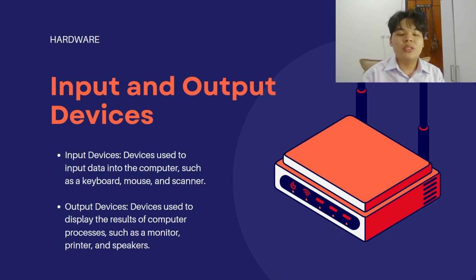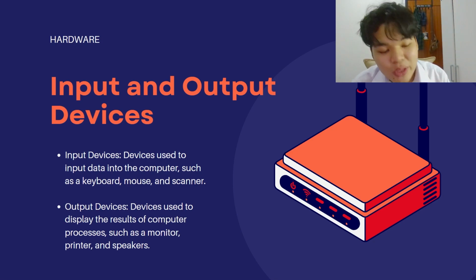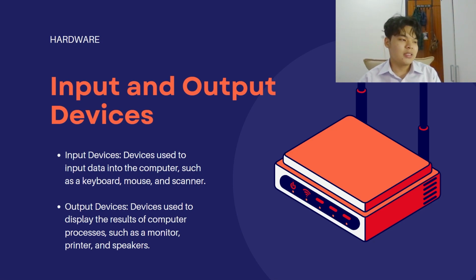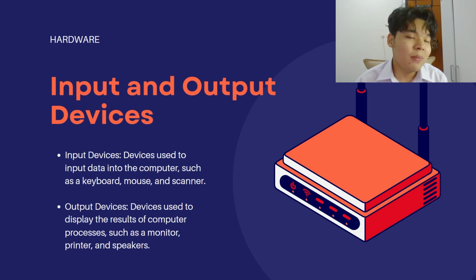Next, we have output devices. Devices used to display the result of computer process, such as a monitor, printer, and speakers. For example, speakers, it will display the result. Maybe not display, like it will make a sound from your computer into the speaker. It will make sound.